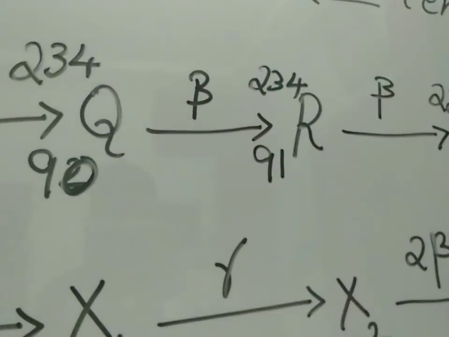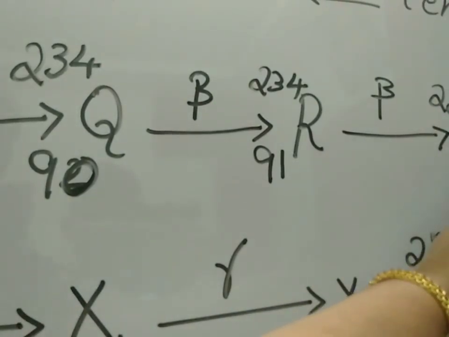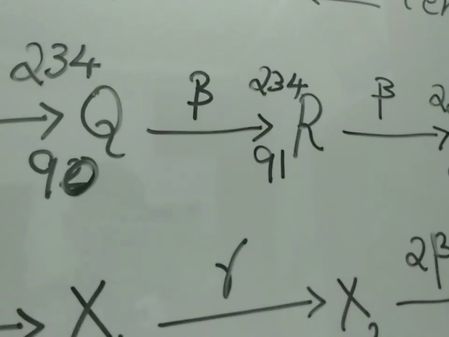Mass number is 234 itself. But what happened to the atomic number? 91 will become plus one more, plus 1, so it is 92. 91 plus 1 is 92. So we got the final result.